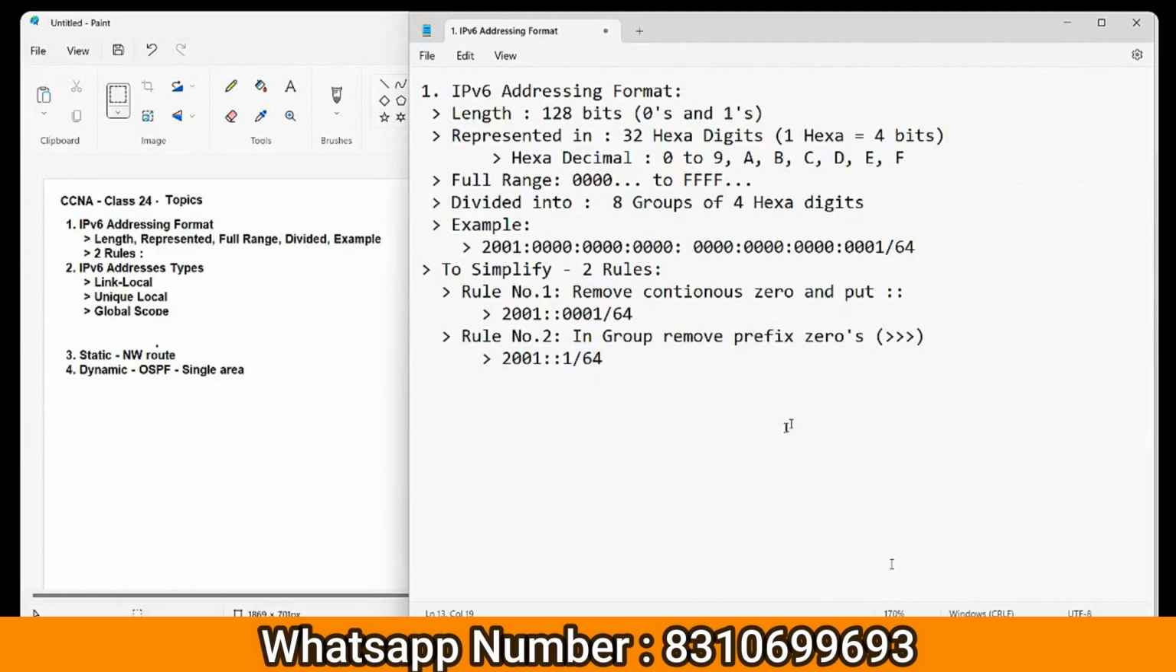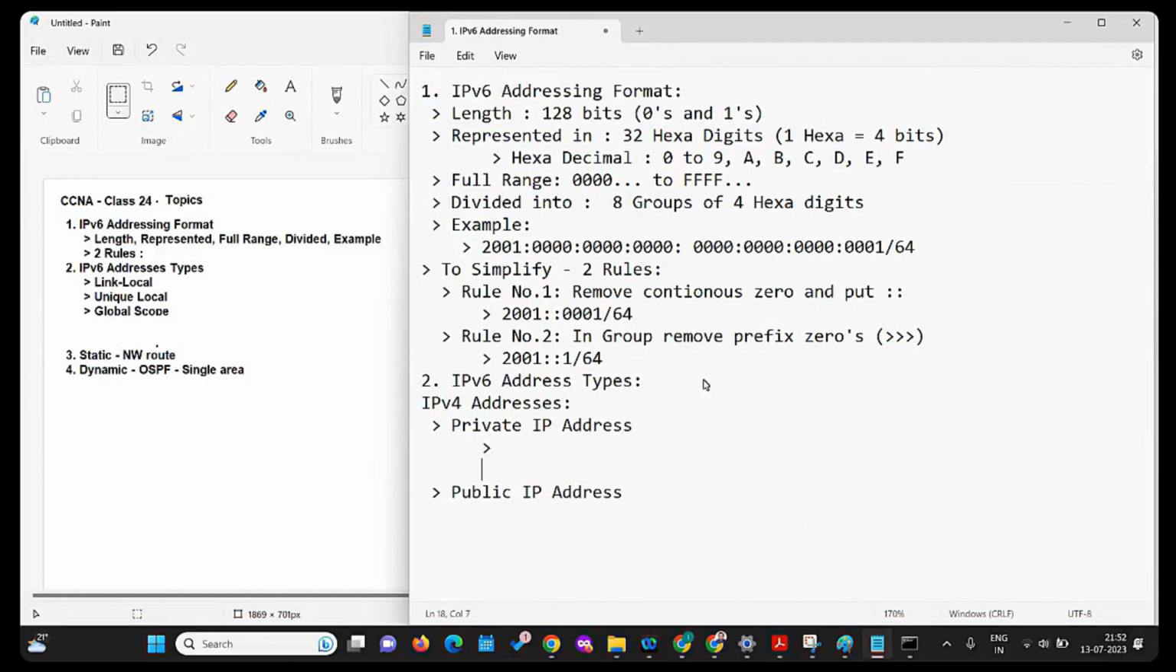Okay, that is done. Now I am going to teach you the next thing, the types of IPv6 addresses. In IPv4, we studied addresses. What are the types of addresses we studied? If you remember, can you tell me? In the IPv4 private IP address range, we use class A, class B, class C. Only three classes we use.